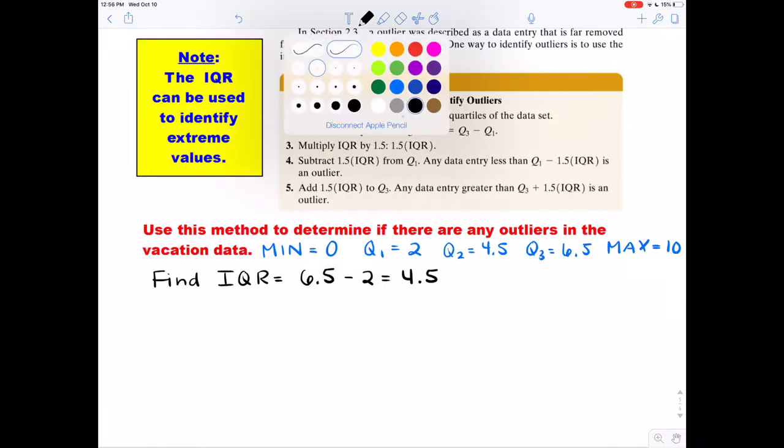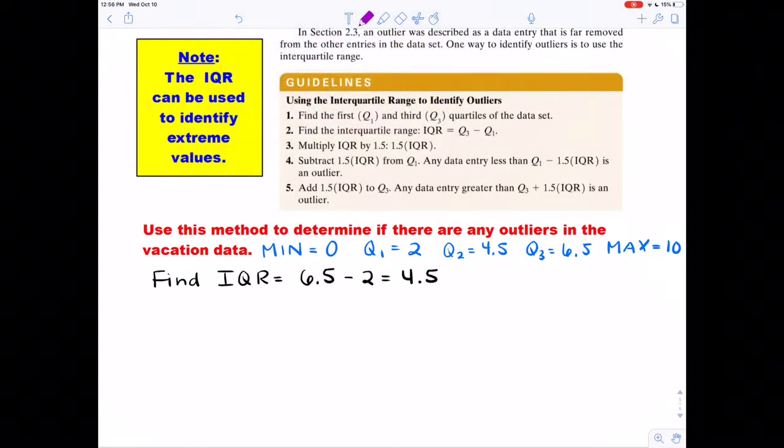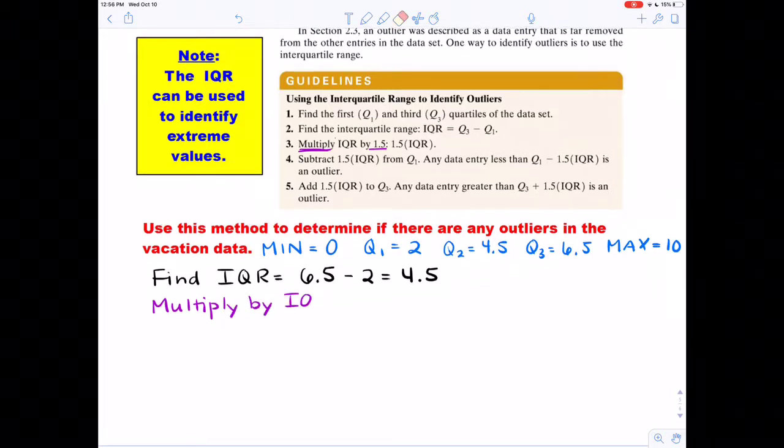All right, now, if you look back up here at your steps, you'll notice step number 3 says we're going to multiply by 1.5, and that 1.5 is a constant, so it'll always be 1.5 that you're using here. So I'm going to take that interquartile range, and I'm going to multiply it by 1.5. So our interquartile range was 4.5. If I multiply that by 1.5, then I'm going to be looking at a span of 6.75.